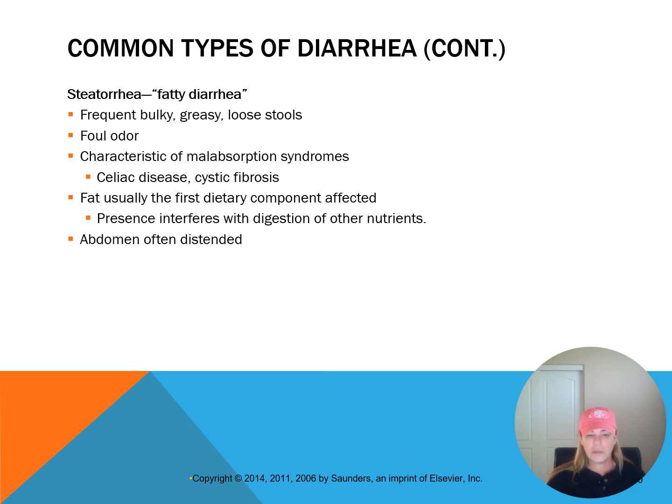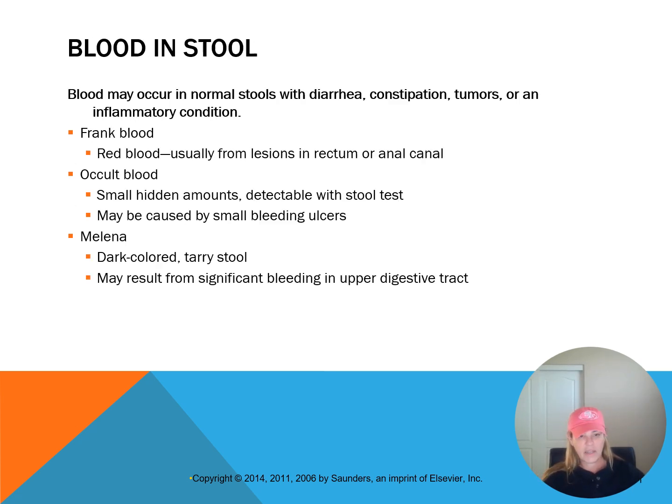So it's usually associated with fat digestion, and a lot of times the abdomen will be distended in these patients that have fatty diarrhea. So again, blood in stool. Blood in stool indicates that there's some bleeding going on somewhere. Frank blood is just bright red blood that comes while they're having a bowel movement. We will do an occult blood.